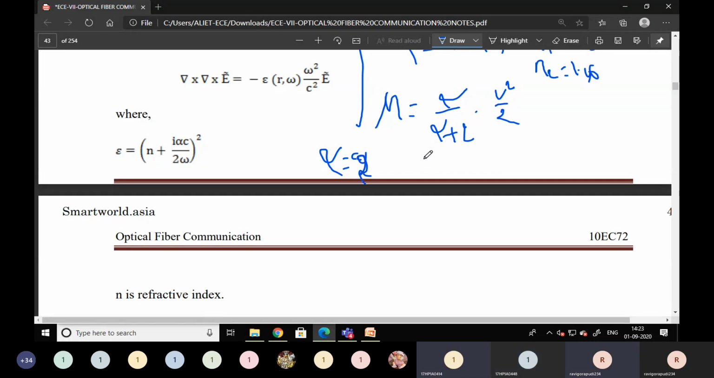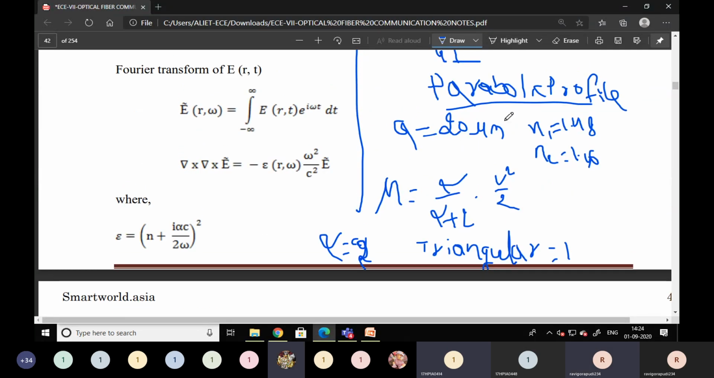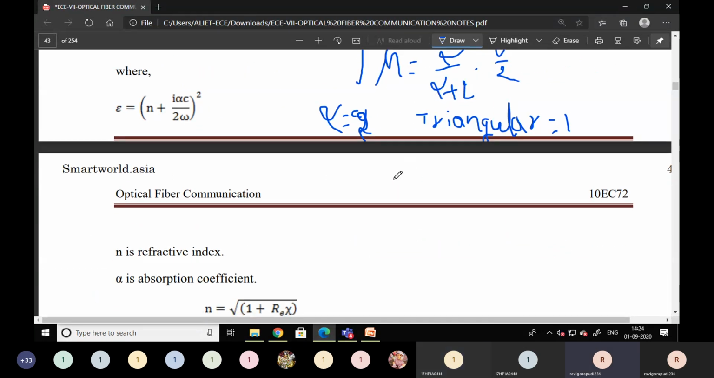Why? Because it is a parabolic profile. If it is a triangular profile, what is the value? Alpha is equal to 1. So here he has mentioned parabolic profile. Substitute 2 here. Then finally, what is the formula for M? You'll get V square by 4.